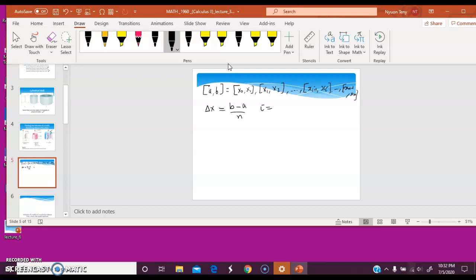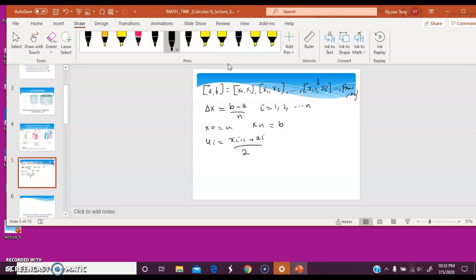Here i is equal to 1, 2, up to n, and we know that x0 is equal to a and x(n) is equal to b. Let's assume that u sub i, which is the midpoint of this subinterval, is equal to (x(i-1) plus x(i)) divided by 2.